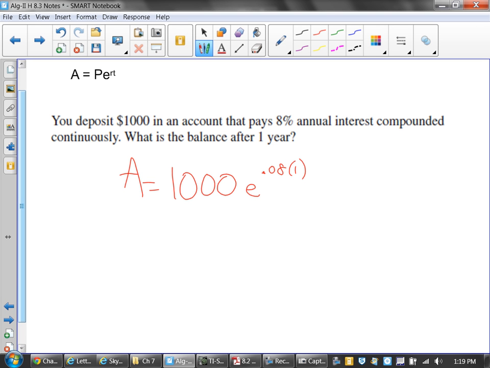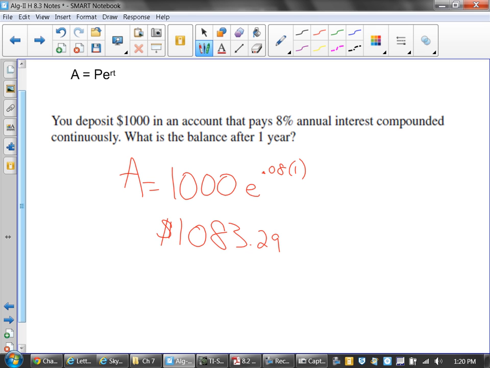Wait, so E is percent of gas? No. R is your percent as a decimal. You always put R as your percent as a decimal. E is the button on your calculator. You can type that straight in your calculator, and it's going to spit out your answer. What do you get? The answer, $1,083.29. He's right.